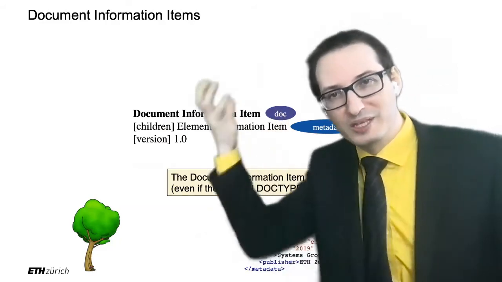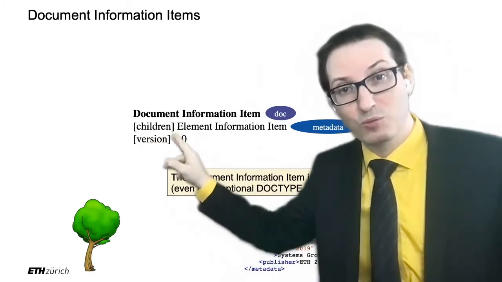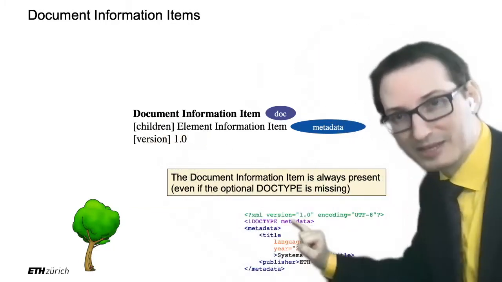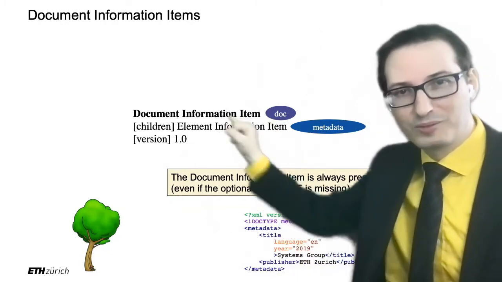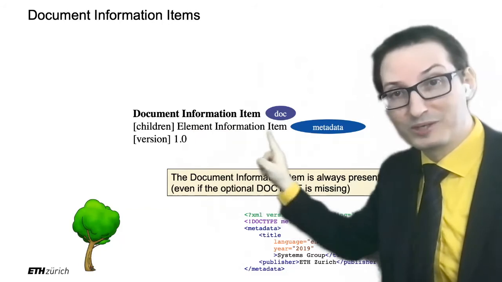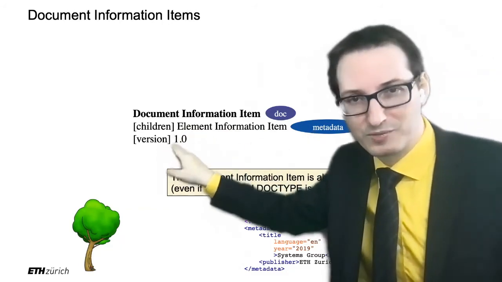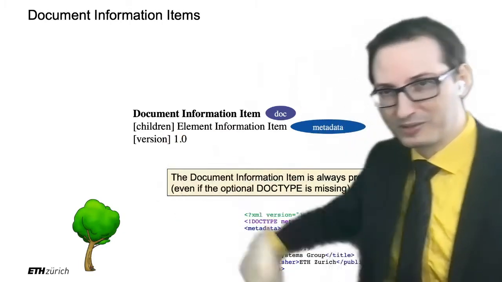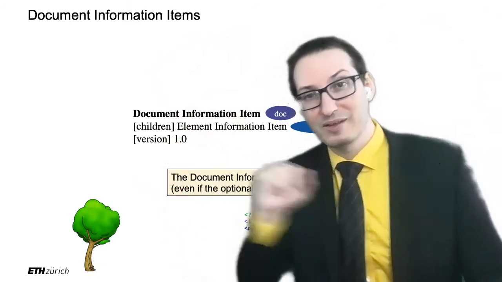And it's a tree, so it has children. So what is the child of the document information item? Well, it's the top level elements. And in that case, the top level element is metadata, right? So the child of the document information item is the element information item, metadata. And then I have more properties like, okay, it's version 1.0 of XML and so on, but this is just secondary. All right, so we have the document and the metadata element.